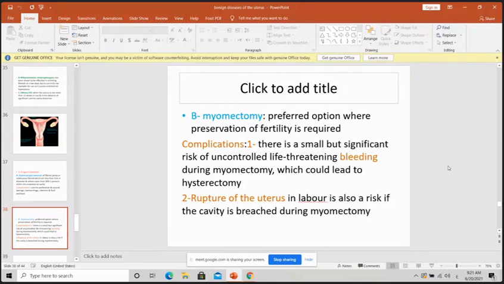لذلك لما نشيل الفايبرويد ايش راح يؤدي؟ ممكن يؤدي الى significant life-threatening uncontrollable bleeding، وقد يؤدي الى hysterectomy اذا هذا bleeding become uncontrolled. لذلك هذا الريسك though it is small لكن it is significant. هاي وحدة من الكومبليكيشنز.